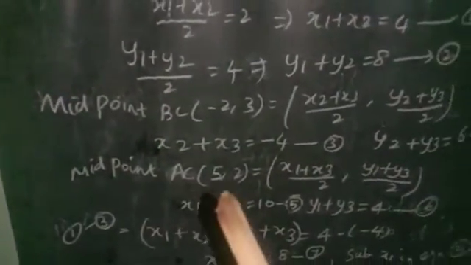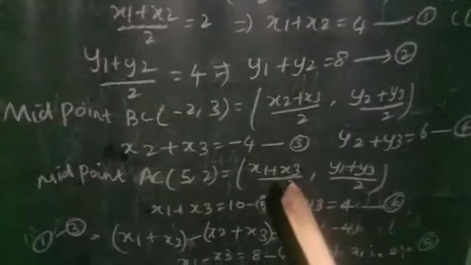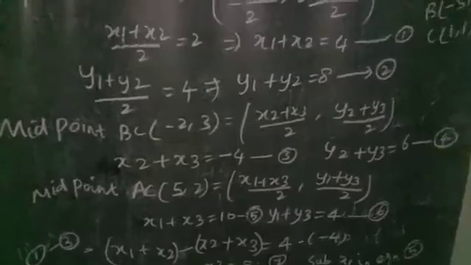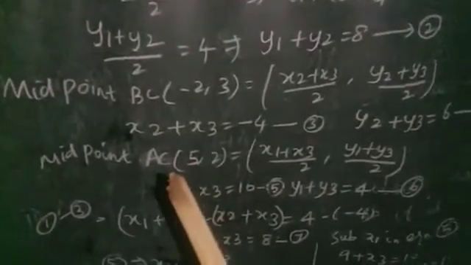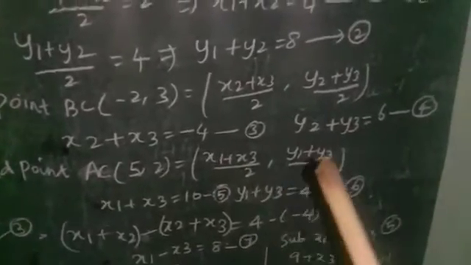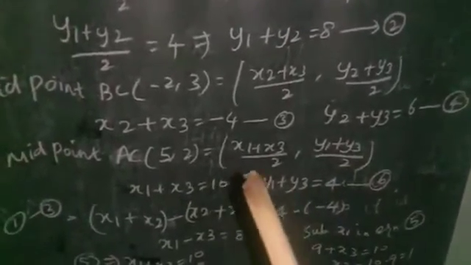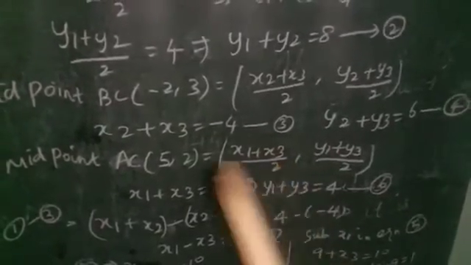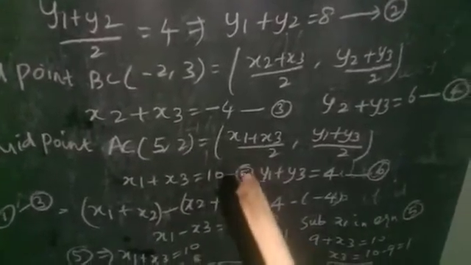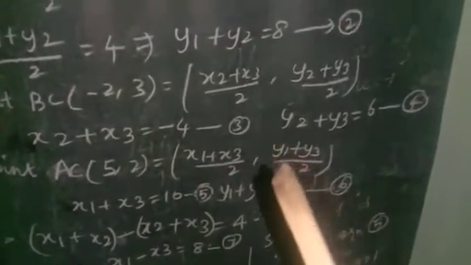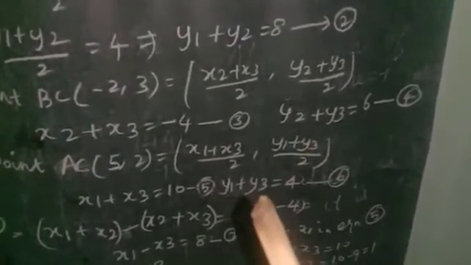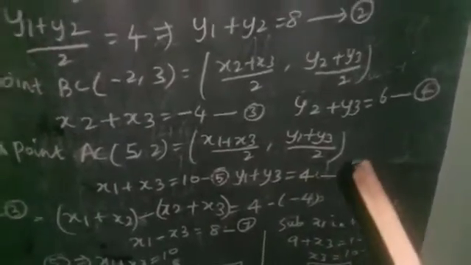The midpoint of AC (5, 2) is equal to the x1 plus x3 form. So one triangle has x1, x2, x3 and y1, y2, y3. So that only we use here: (x1 plus x3) divided by 2, comma, (y1 plus y3) divided by 2. Then x1 plus x3 is equal to 5 twos are 10. So x1 plus x3 is equal to 10. Now we mention the fifth equation. Then y1 plus y3 is equal to 2 twos are 4. So y1 plus y3 is equal to 4. Now we mention the sixth equation.